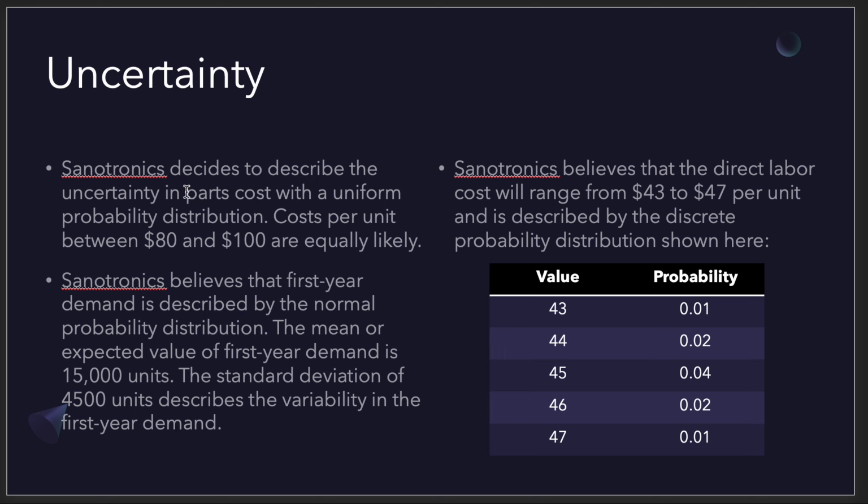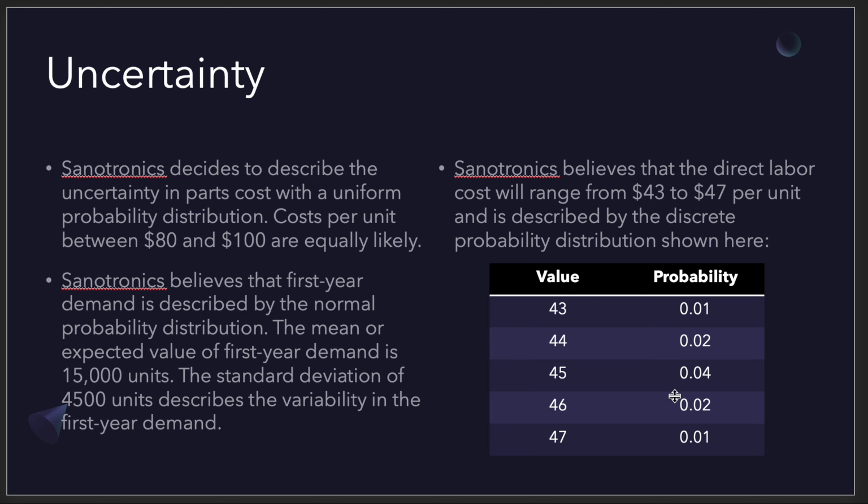Santronics decides to describe the uncertainty in parts cost with a uniform probability distribution. That is, you're saying that cost per unit can be anywhere between $80 and $100, and the probability of being between $80 and $100 is equally likely. So it can be any number between $80 and $100. So that is a uniform probability distribution, right? The demand for the first year, they are assuming it follows a normal probability distribution with a mean of 15,000 and a standard deviation of 4,500. So that's the assumption for demand. So demand will follow a normal distribution.